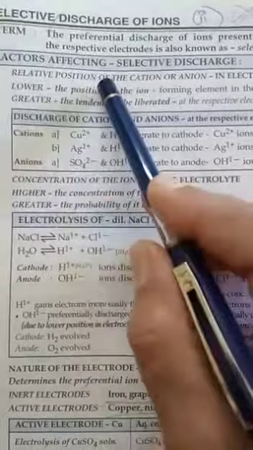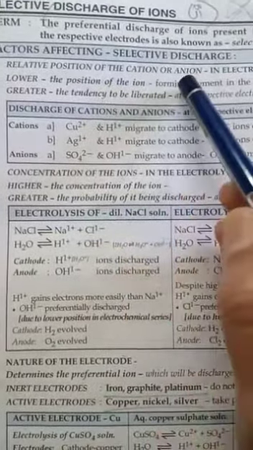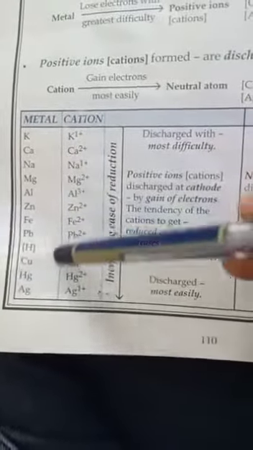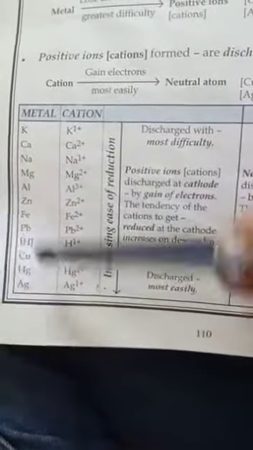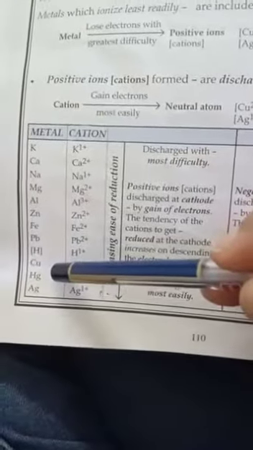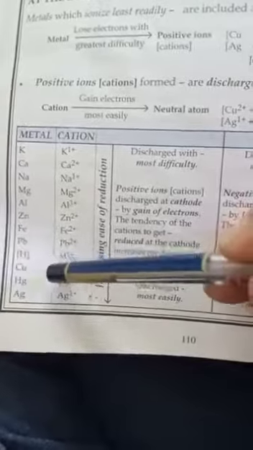Number one is the relative position of the cation or anion in the reactivity series. The ion which has the lower position in this series will discharge first.